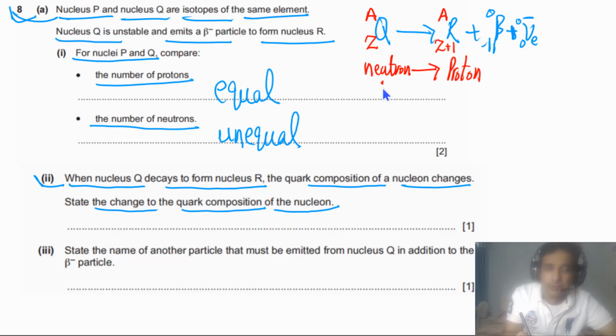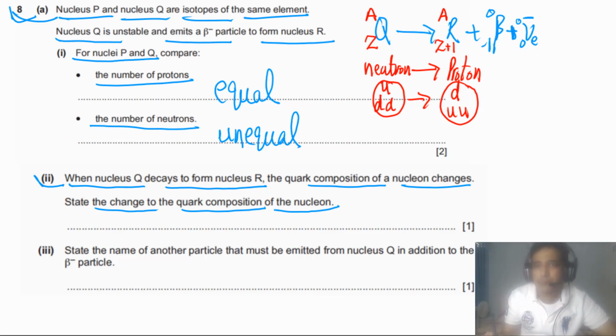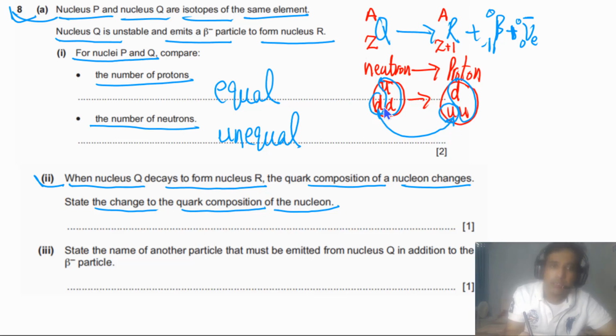The quark composition of a neutron is one up quark and two down quarks. And a proton has one down quark and two up quarks. If we compare the quark composition, one up quark and one down quark are the same. Now here we have D and here we have U, meaning here we have a down quark, and here we have an up quark. It simply means that one down quark decays into one up quark. So simply we can say down quark decays to up quark.